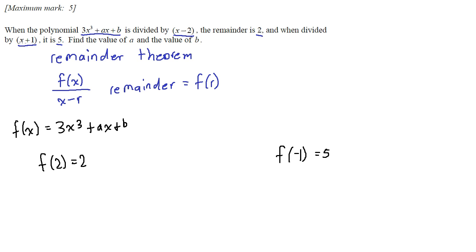So here we're dividing by x plus 1. And if you look at the remainder theorem, it's x minus r, and the remainder of that will be f of r. So in this case, we have a plus 1, so that becomes f of negative 1 is equal to 5, which is the remainder given.